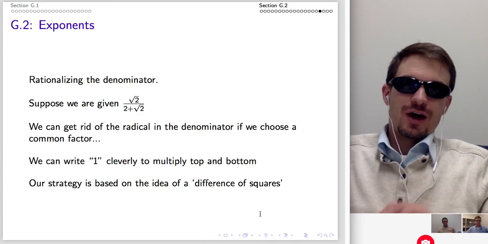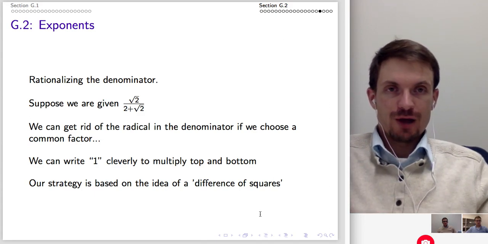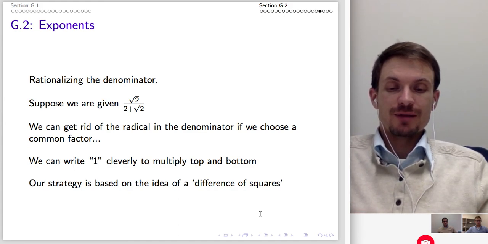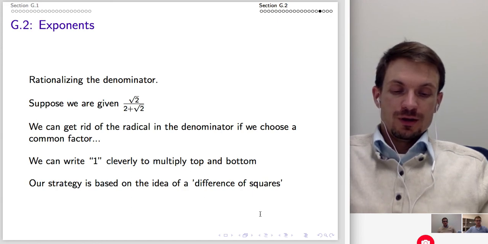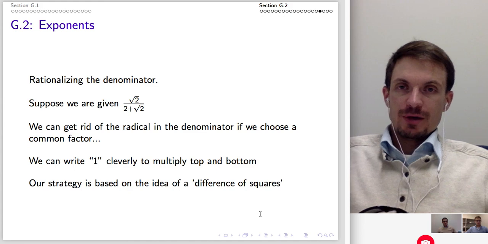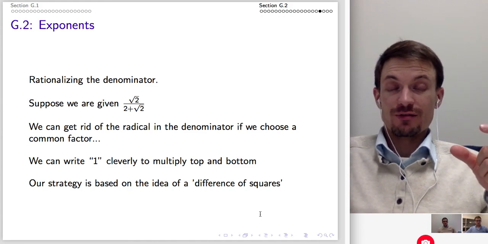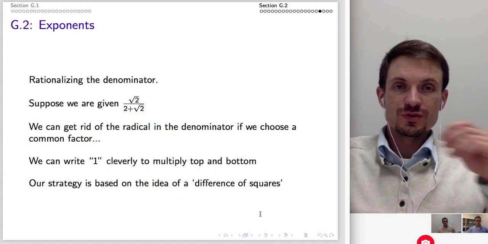And then the last thing, rationalizing the denominator. Basically, the idea with rationalizing the denominator is that we don't want to have radicals in the denominator. We want to have all the radicals in the numerator, if at all. Well, if the denominator is just one single radical, all you need to do is multiply by 1 written cleverly, so that you have that radical times itself, which just removes the radical.